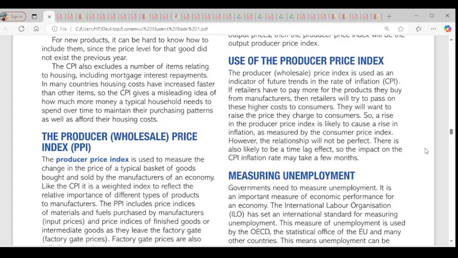The third one, a rise in the PPI will likely cause a rise in inflation, which is measured using CPI. So if there's a rise in PPI, then definitely the CPI will also increase. If the producer price index is increasing, it will automatically increase the consumer price index. So an increase in PPI would indicate that there's inflation within the economy. Is it clear? Yes, sir. Any question about that? So that is PPI and the use of PPI.